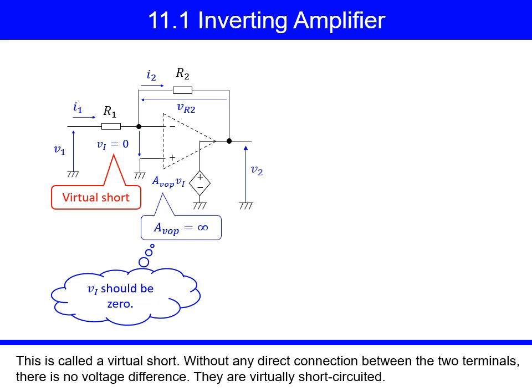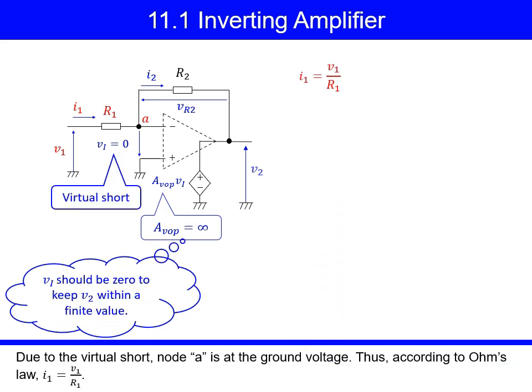This is called a virtual short. Without any direct connection between the two terminals, there is no voltage difference. They are virtually short-circuited. Due to the virtual short, node A is at the ground voltage. Thus, according to Ohm's law, I1 equals V1 over R1.